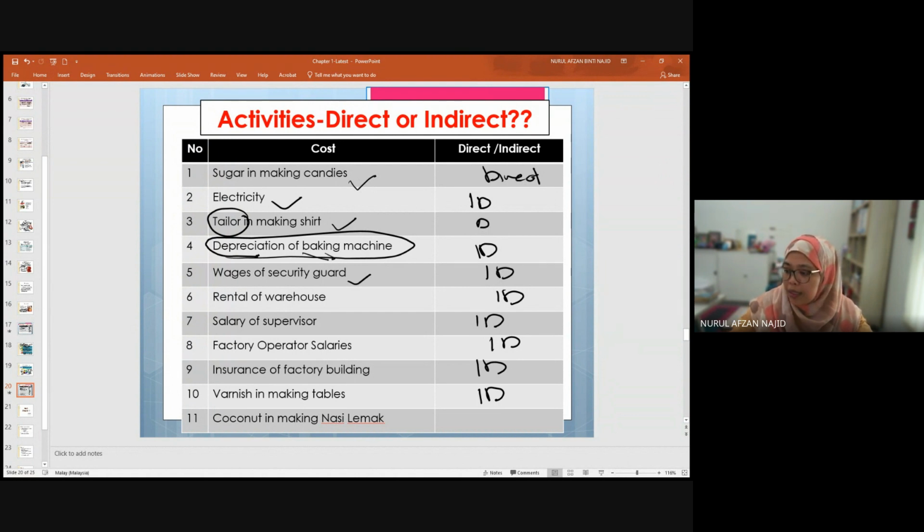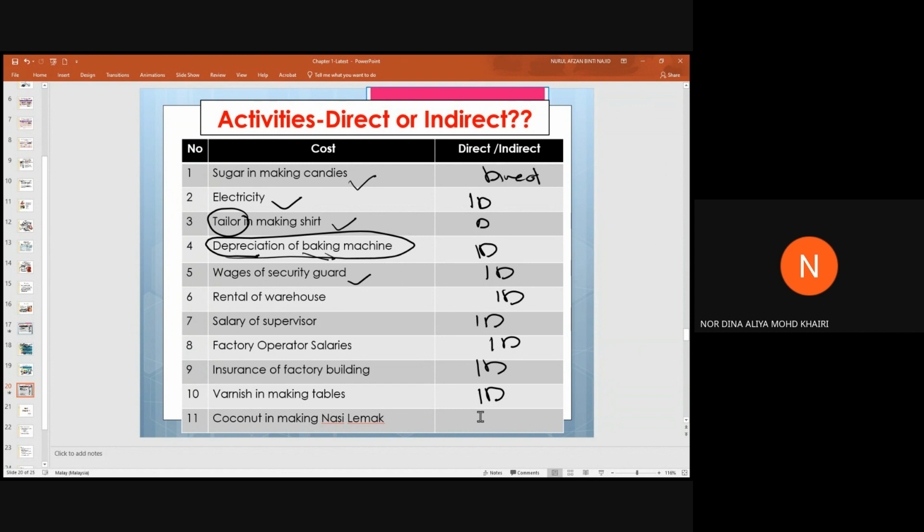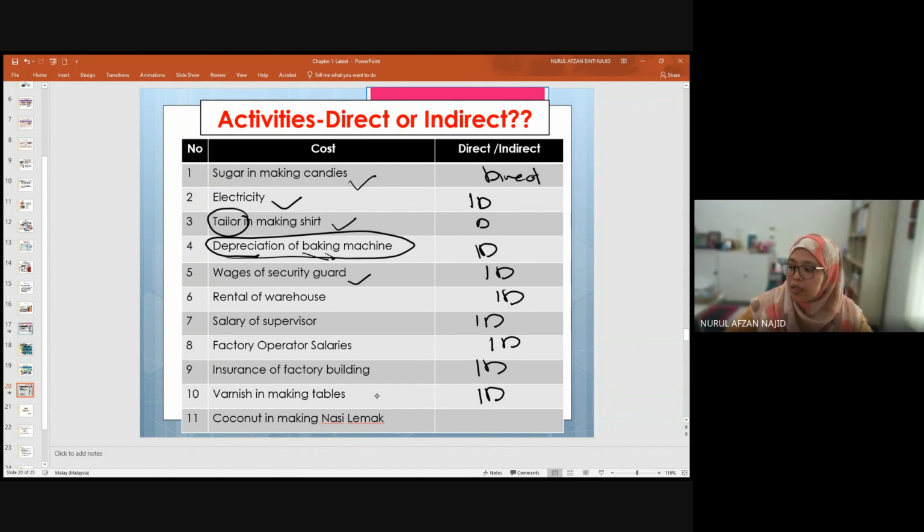Okay. Coconut in making nasi lemak. Last one, Nordina Alia. Direct. Direct. Good. Coconut is must. It's compulsory in making nasi lemak. If you're not using coconut, you're not producing nasi lemak. Macam tu. Kalau tak ada coconut, dia akan jadi nasi saja. Kalau ada coconut, baru dia jadi nasi lemak.